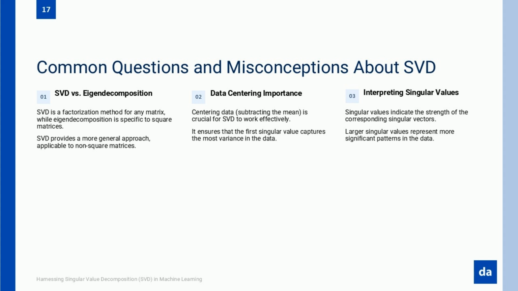The interpretation of singular values presents another common pitfall. Many practitioners oversimplify by viewing singular values merely as indicators of importance, missing their true mathematical significance. Singular values represent scaling factors that quantify how much variance each singular vector captures. This nuanced understanding becomes crucial when deciding how many components to retain or when comparing the relative significance of different patterns in your data.